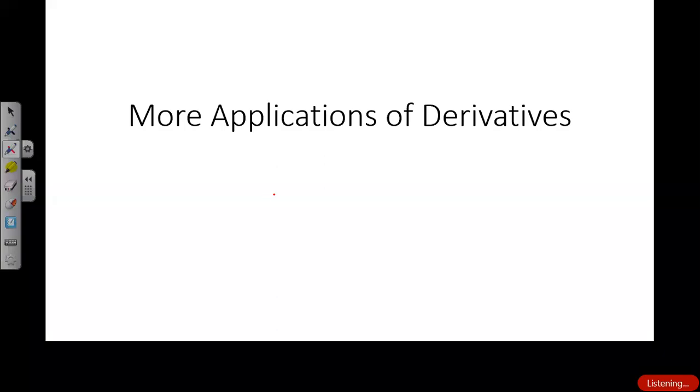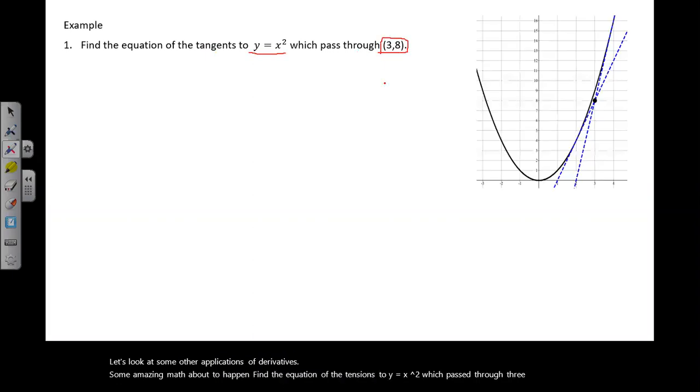Let's look at some other applications of derivatives. Some amazing math about to happen. Find the equation of the tangents to y equals x squared, which pass through (3, 8). So y equals x squared is a parabola.